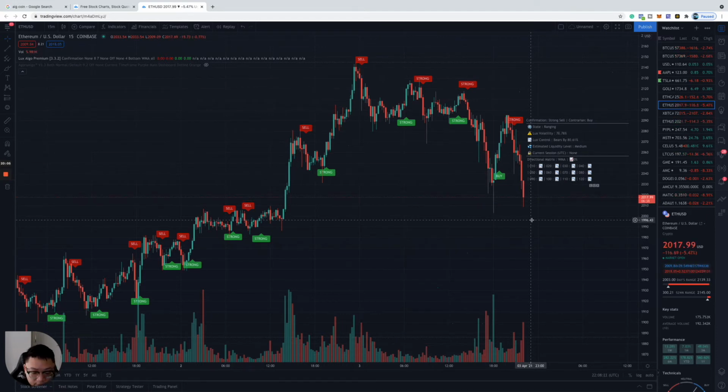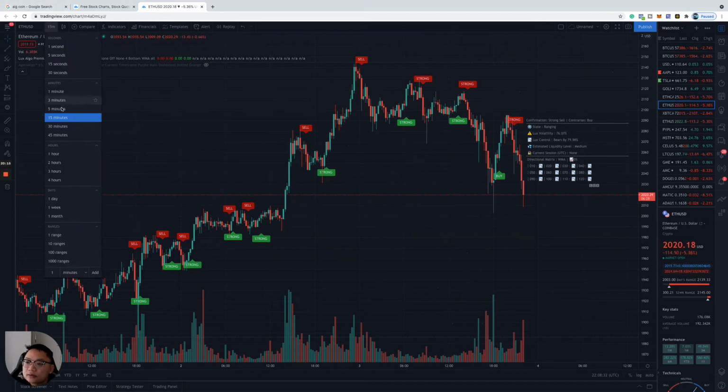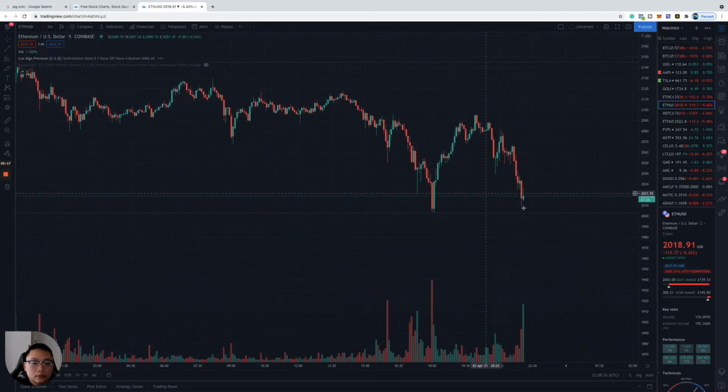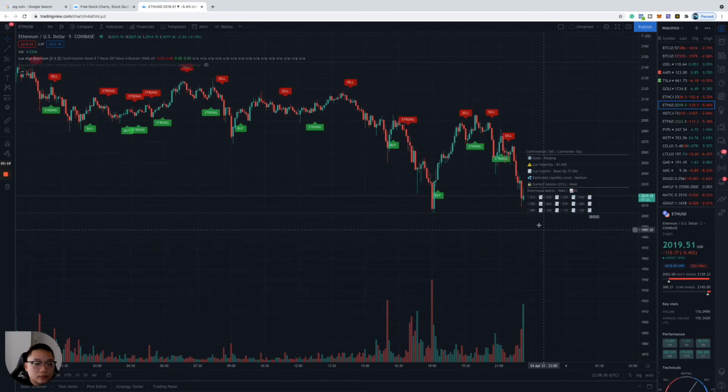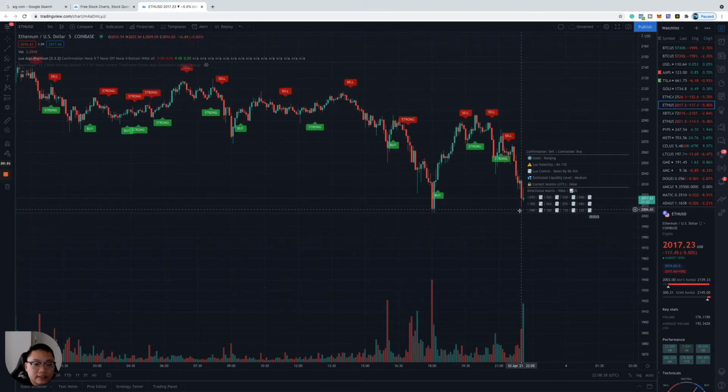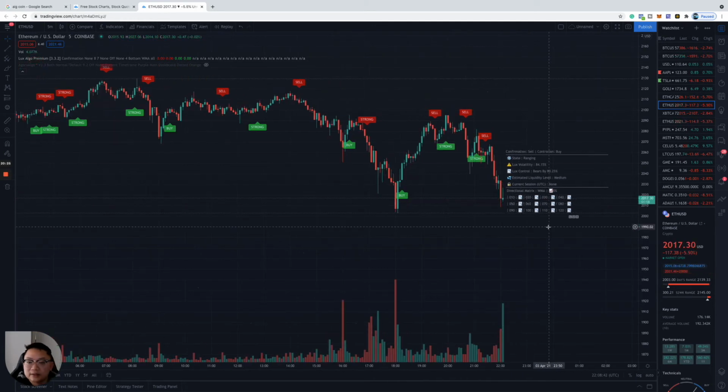Like the entry point looks pretty good on FTX. You got 2021, so it's pretty accurate. Let's go back to the 5-minute. And you guys don't have to be as intense about it as me. I'm just analytic, so I like to see everything.